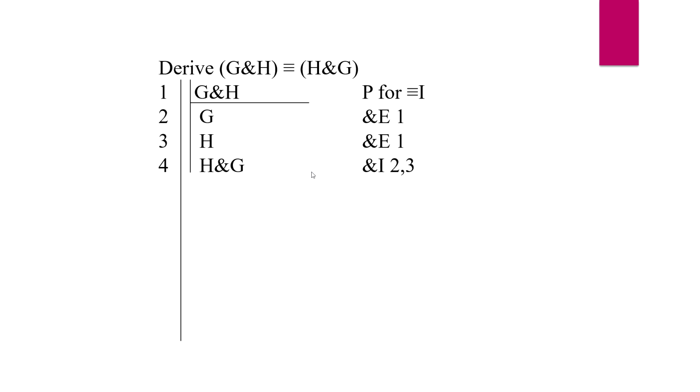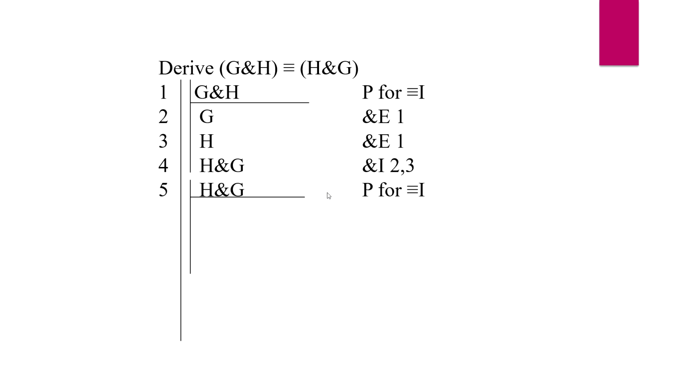I want to note here, it doesn't matter what order you take those conjuncts out in, which one comes first in the derivation. When doing conjunction introduction, you can put them together in any order you like. So now we've proven H and G from G and H. To get the biconditional, we need to do the second independent subderivation, proving G and H from H and G.